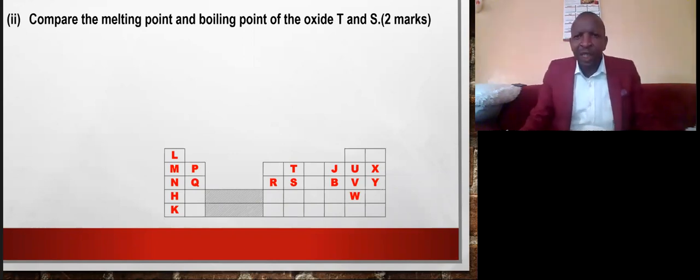What kind of structure and bond? The oxide of T, which is carbon 4 oxide, is simple molecular, and it will have a low melting point and boiling point because it has weak van der Waals forces. And when we come to S, the oxide of S, which is silicon 4 oxide, is a giant covalent with a strong covalent bond, and it will have a higher melting point and boiling point. The oxide of S has what kind of structure? A giant covalent.